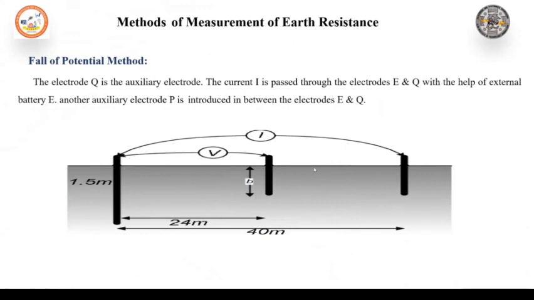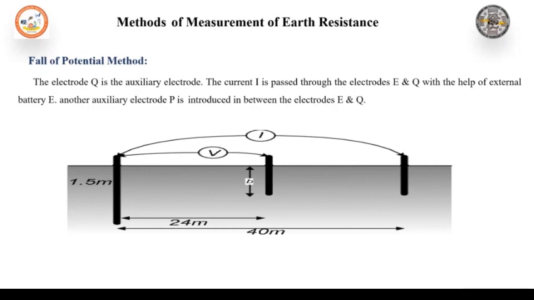You can see here the figure, that is the circuit diagram used for the measurement of earth resistance by fall of potential method. So here E is the earth electrode, and the electrode Q is the auxiliary electrode. The current I is passed through the electrodes E and Q with the help of external battery.